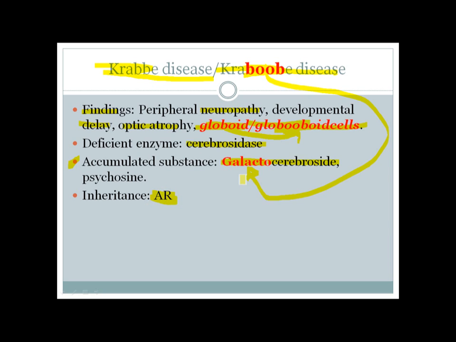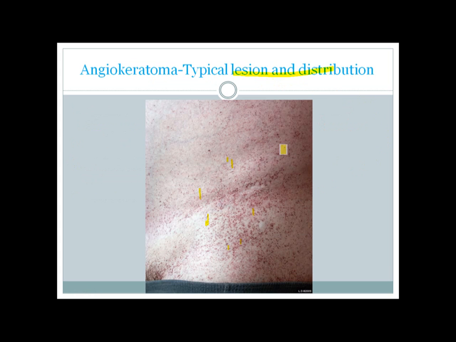So here there can be a confusion between Krabbe disease and Fabry disease, because I put kind of the same type of mnemonics for that. But for Kraboob, the accumulated substance is galactocerebroside, because I directly put the boob here. So boob directly accumulating galacto, so boob directly accumulating milk inside the boobs.